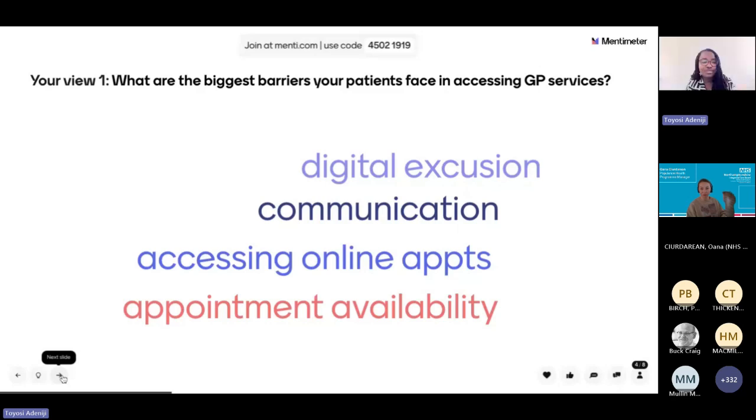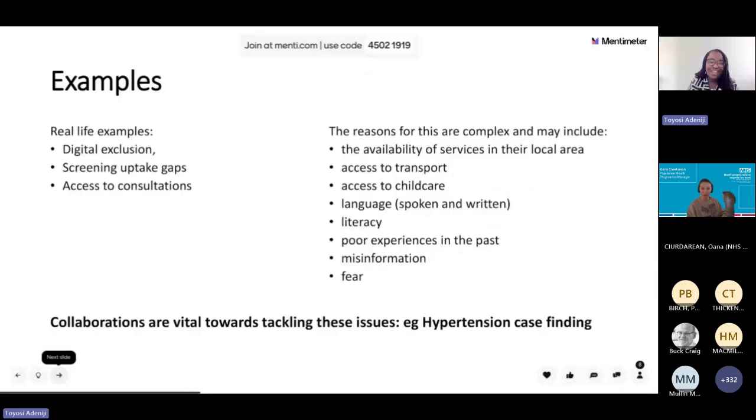Now, moving forward, like you've all rightly touched on, some of the examples I came up with: digital exclusion as well, screening uptake gaps, access to consultations. On screening uptake, I know there's a lot of work going into that, including communicating, because we need to let people know what is available. There is misinformation out there, and a lot of people talk within their communities. This is where I am big on collaborations with champions in the communities. I think there is room for us to engage with them a lot more.